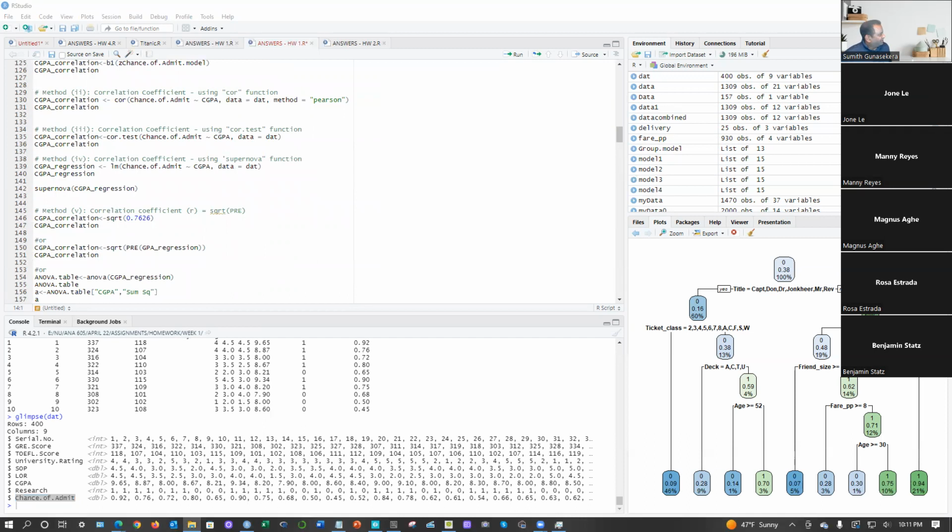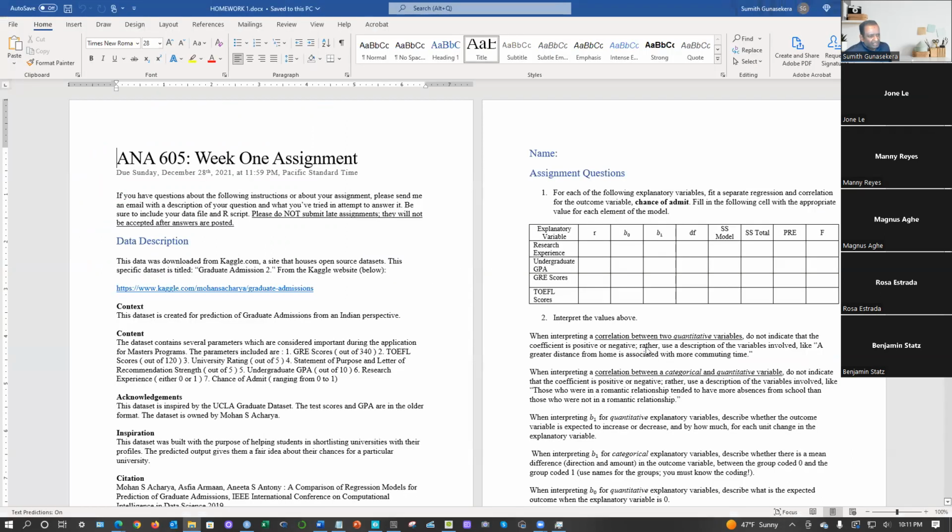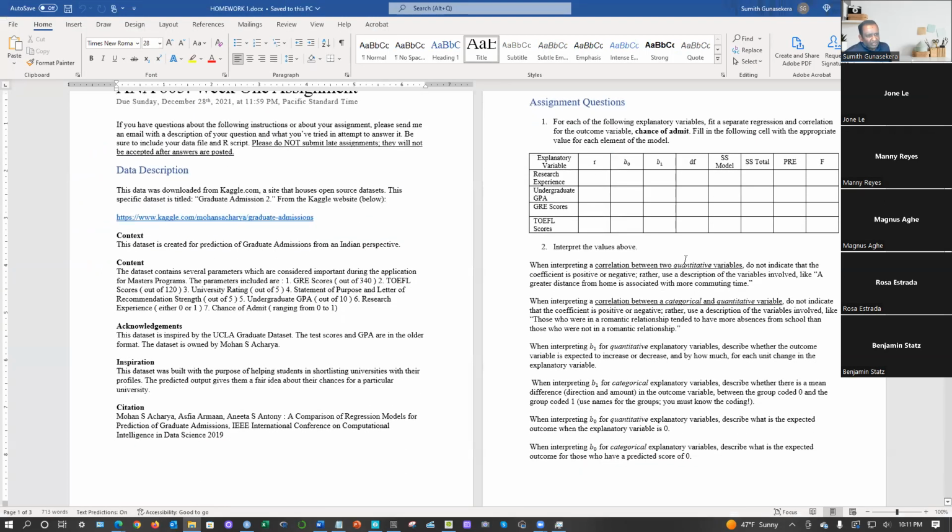I'm going to add something to this one, with one homework. When the correlation is between two quantitative variables, do not indicate that the coefficient is positive or negative. Rather, use a description of the variables involved, like a greater distance from home is associated with more commuting time.